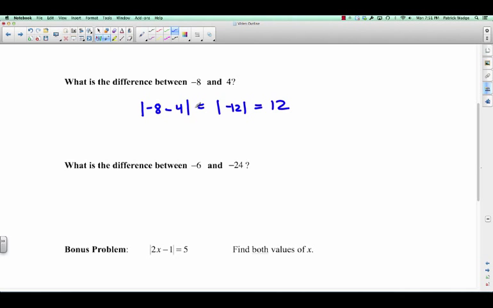Now, you might have said to yourself, yeah, but how do you know whether to put the negative 8 first or the 4 first? It doesn't matter. If I want to know the difference between 4 and negative 8, or 4 take away negative 8, it'll still work. 4 take away negative 8 is the same as positive 12, and the absolute value of positive 12 is still 12.